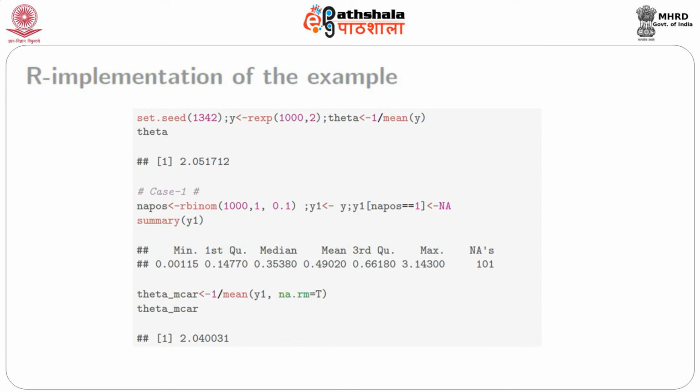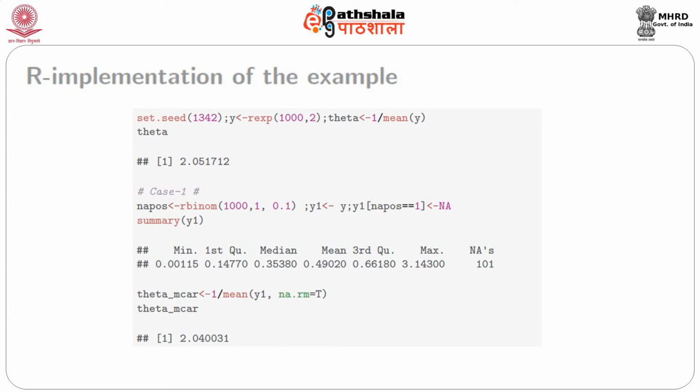Now, we perform the same task in R as an illustration. First we fix a seed so that at every repetition we get the same result, and this seed can be anything. Then we generate 1000 exponential random variables with theta 2. Ideally the estimate of theta should come around 2, and because R generates in terms of 1 by theta, the estimate is 1 by the mean of y, and that estimate comes out to be theta.